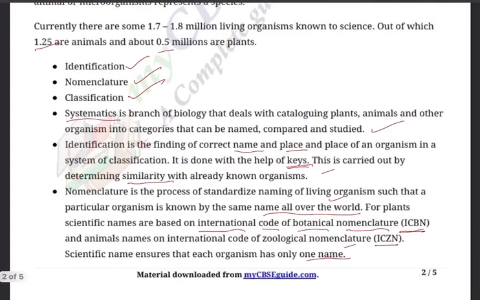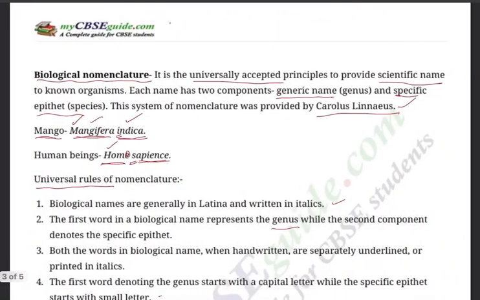And the nomenclature, of course, we follow the traditions: in case of plants, it is ICBN, International Code of Botanical Nomenclature. And in case of animals, it is ICZN, International Code of Zoological Nomenclature. And biological nomenclature will always have two things. Binomial nomenclature, we say, has a genus and a species. So there are a certain set of rules to write that, and these were all proposed by the father of taxonomy, Linnaeus. So mango, for example, Mangifera indica. First write the correct spelling, and the first part represents genus. Mangifera is genus, indica is species.